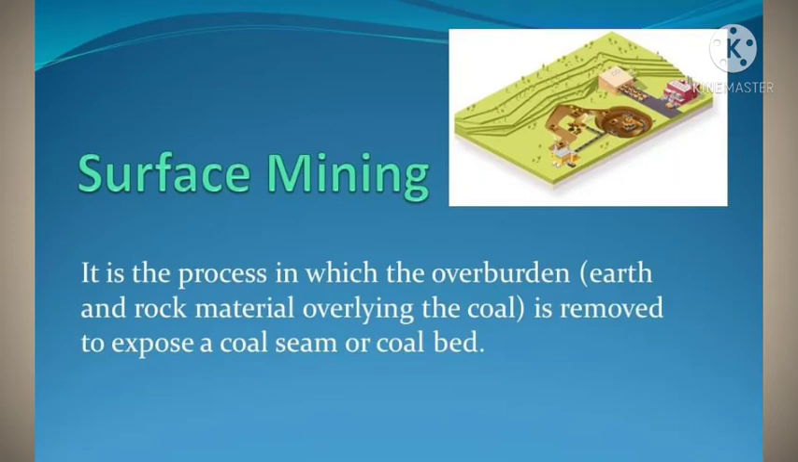Surface mining. It is the process in which the overburden, which is the earth and rock material overlying the coal, is removed to expose a coal seam or coal bed. Surface mining can be classified into four mining methods: open pit mining, auger mining, contour strip mining, and mountaintop removal.